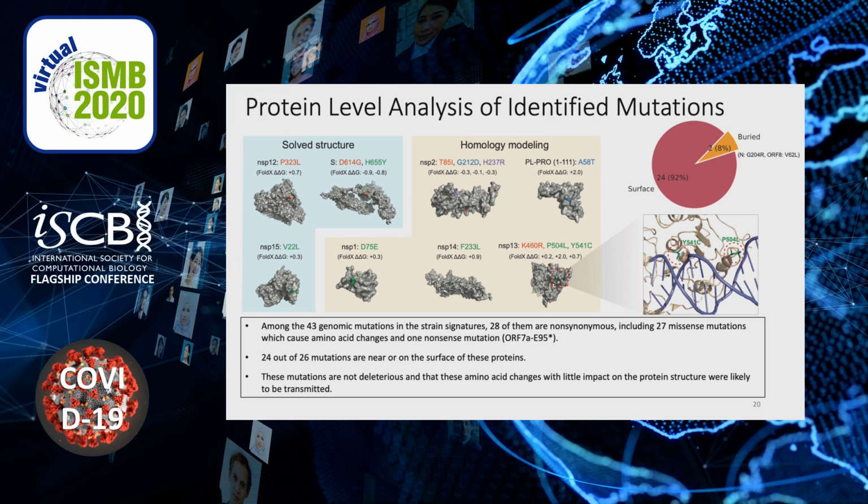Here we show the proteins for which we get a high confidence homologous template. The first observation we make is that 24 out of the 26 mutations are near or on the surface of these proteins, and these mutations are not deleterious to the protein structure and are likely to be transmitted because of their little impact on the protein structure.